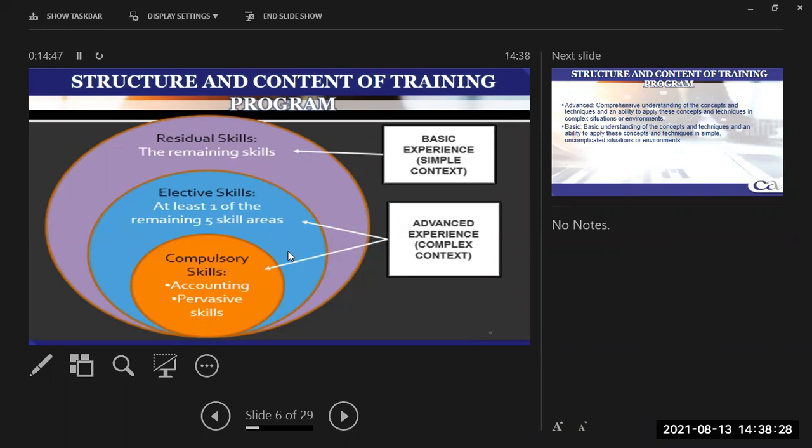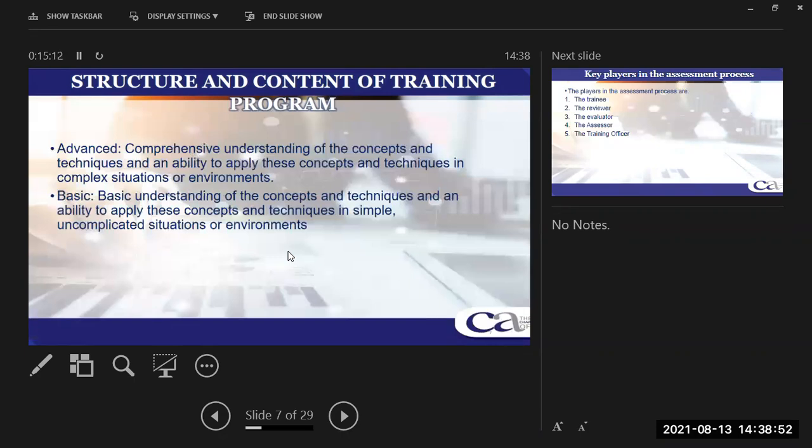What we mean by residual skills is that you have to exhibit these skills in a basic or simple context. This then raises the question of what is basic and what is advanced. Advanced simply means a comprehensive understanding of the concepts and techniques and an ability to apply them in complex situations or environments. While basic means a basic understanding of the concepts and techniques and an ability to apply them in simple and uncomplicated situations or environments.